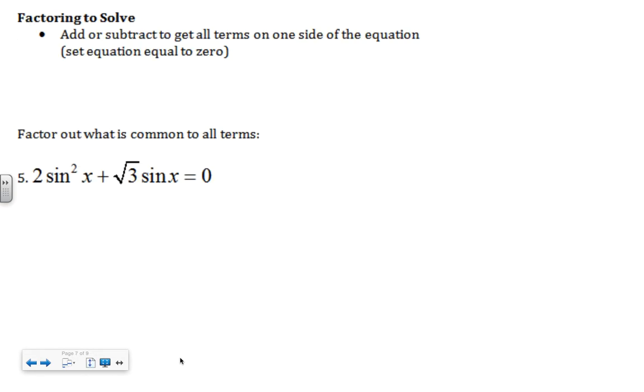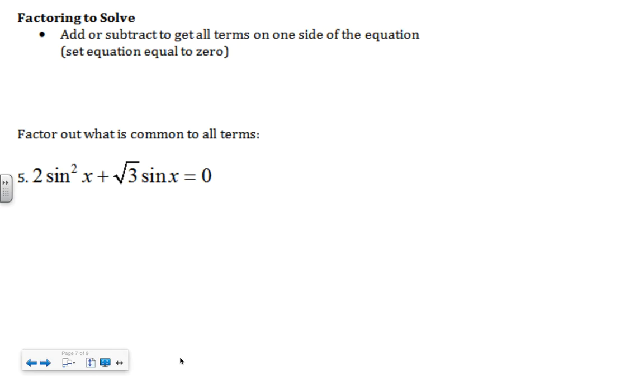Sometimes we're going to need to factor, and we're going to add or subtract to get all the terms on one side of the equation, because you have to equal 0, just like they did in Algebra 2 when you have those big x squared problems. This one, when you have 2 terms, you should really look for a common factor, because that's probably what's going to need to come out.